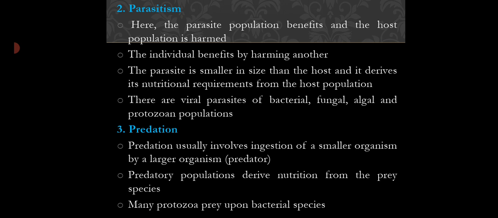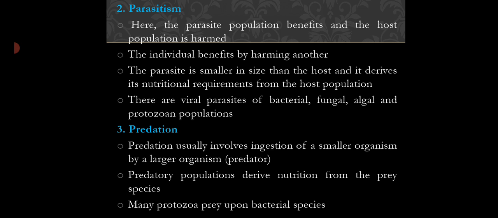The second one is parasitism. Here the parasite population gets benefits from the host. The host is harmed, the host is affected. The individual benefits by harming another in this relationship. The parasite is smaller in size than the host. Here the affected organism will be larger and the beneficiary will be much smaller. The best example is almost all the viruses. All the viruses are parasitic in nature, so they get their food and all their needs from the host by affecting the host.